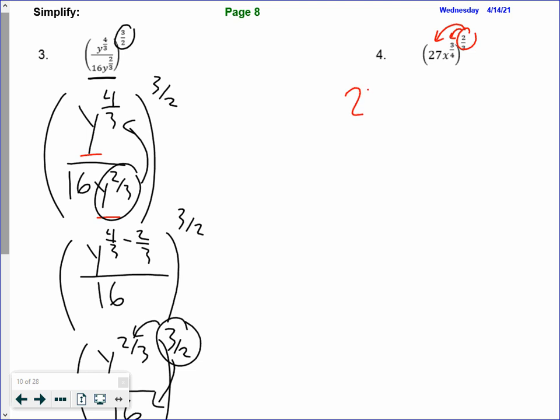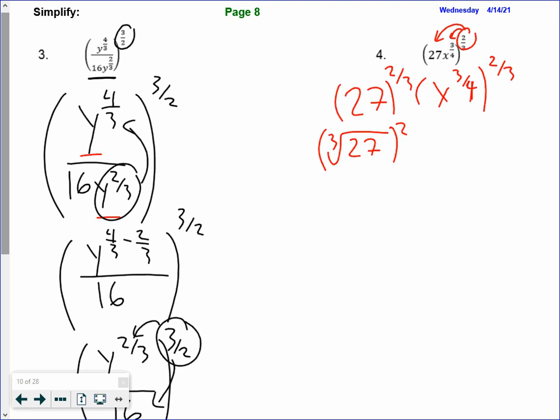So when we do that, we have 27 raised to the 2/3 times x to the 3/4 raised to the 2/3. So 27 to the 2/3, that's the same thing as the cube root of 27, all squared. And x to the 3/4 raised to the 2/3, that's another power to a power. Power to a power, you multiply the exponents, and we get x to the 6/12.